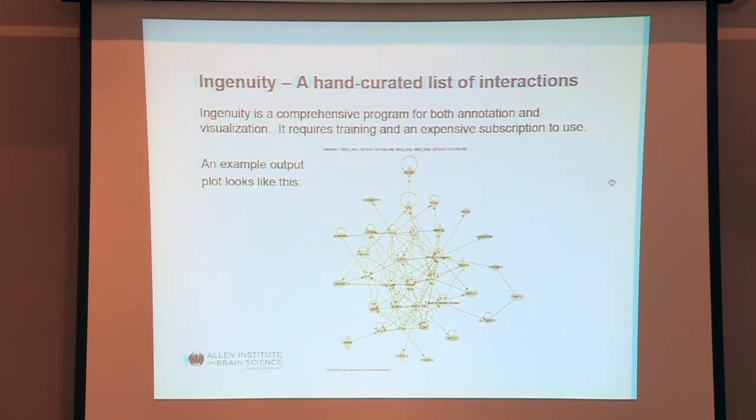If you put in a big list of genes, it'll give you back subnetworks of 20 or 30 genes each that show you things that are interacting together in the literature. This is very useful, but it requires some training and has a very expensive subscription to use. So if you happen to be in a lab that has a subscription to this, I would definitely suggest taking advantage of it.